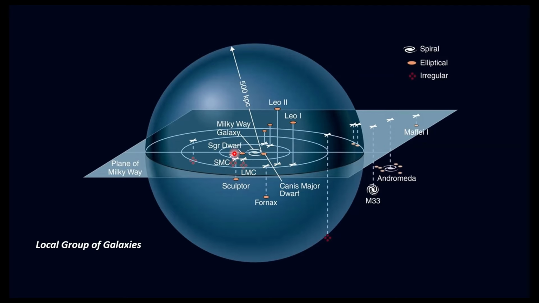So we put the Milky Way at the center because we're the ones making the map. So we just do that for reference. But the center of the local group is kind of between the Milky Way and Andromeda, probably closer to Andromeda.